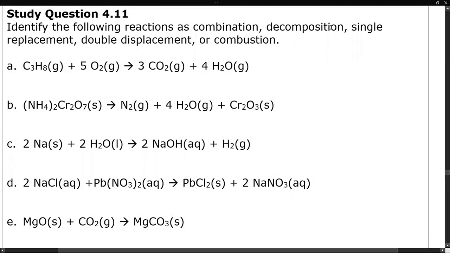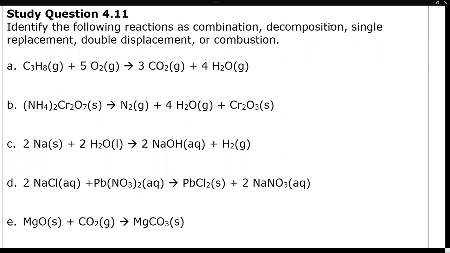Okay, so let's identify these now that we've gone over all the types: combination, decomposition, single replacement, double displacement, or combustion. That first one, C3H8 plus 5O2 forming CO2 and H2O, that's one of the combustion reactions we actually balance. So hey, that's a combustion. Next we got ammonium dichromate, one compound breaking apart into several different elements and smaller compounds. So hey, that must be a decomposition for B. C, we've got sodium metal reacting with water to form sodium hydroxide and hydrogen gas. Hey, that's an alkali metal reacting with water. That was a single replacement.